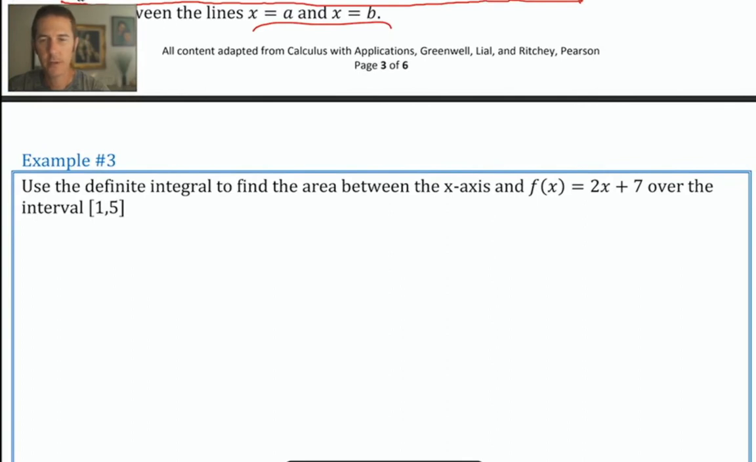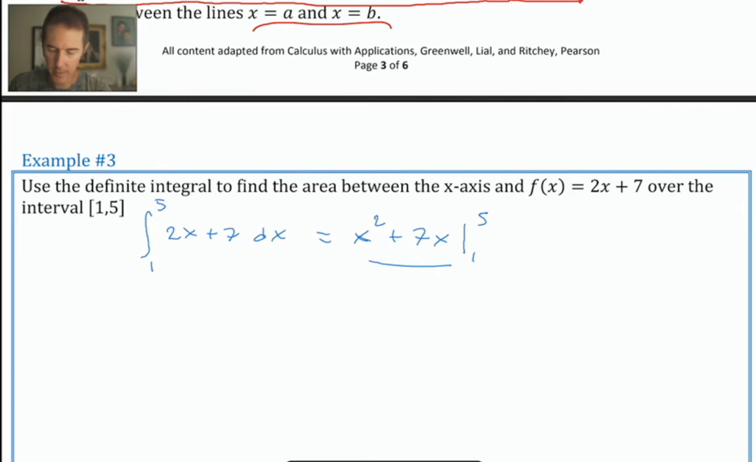Use the definite integral to find the area between the x-axis and this over this interval. Yeah, that's fine. You need to integrate from 1 to 5 this function 2x plus 7, and you're integrating with respect to x. You can mimic the process that we did in the previous problem. I'll give you a little bit of a head start because the actual integral of this thing is x squared plus 7x, and then you have to evaluate it from 1 to 5.